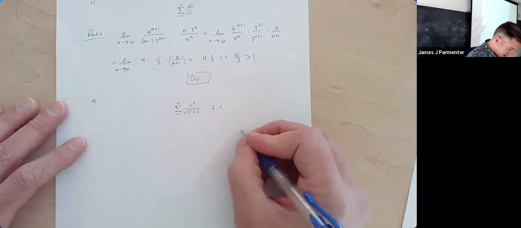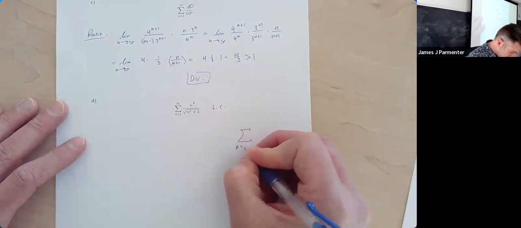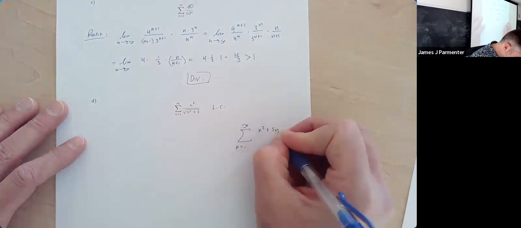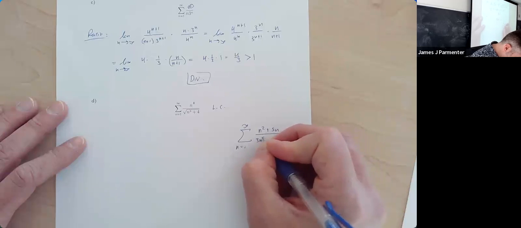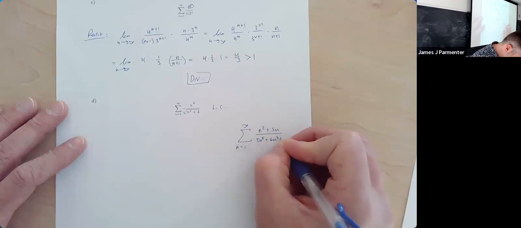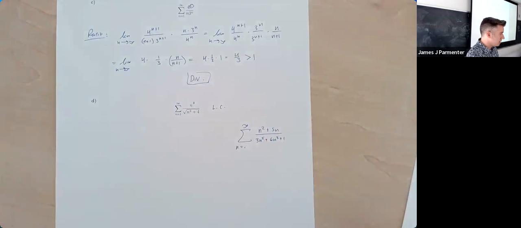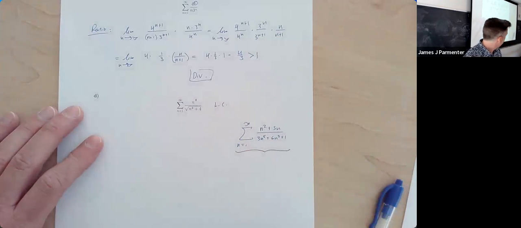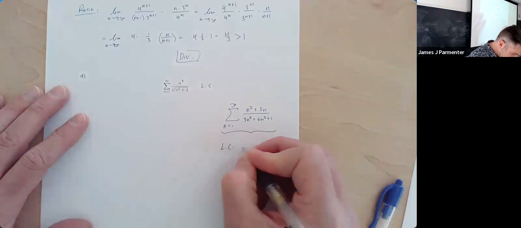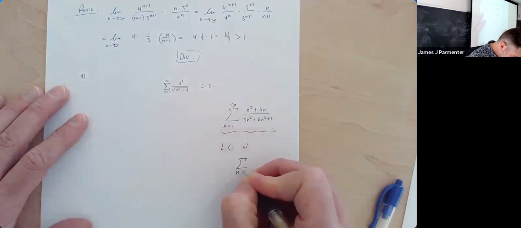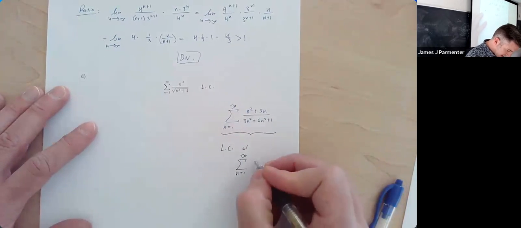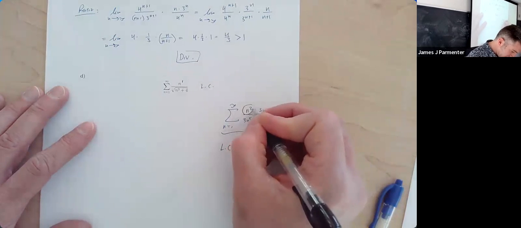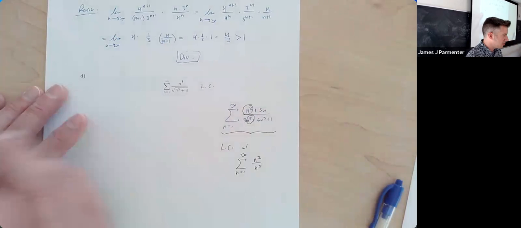So if I saw something like this, or something like the sum from n equals 1 to infinity of, say, n squared plus 5n over 3n to the 5th plus 6n cubed plus 1, I would definitely use limit comparison there as well. In this one I just made up, I would limit compare this with the sum from n equals 1 to infinity of n squared over n to the 5th. I'm just looking at the highest power of n in the numerator, highest power of n in the denominator.